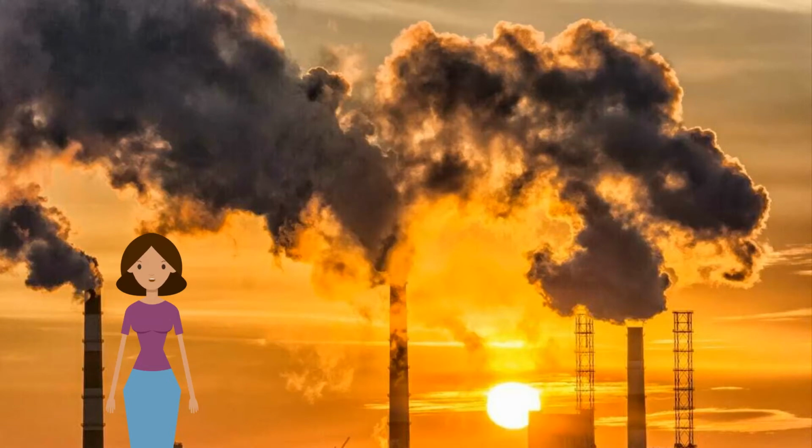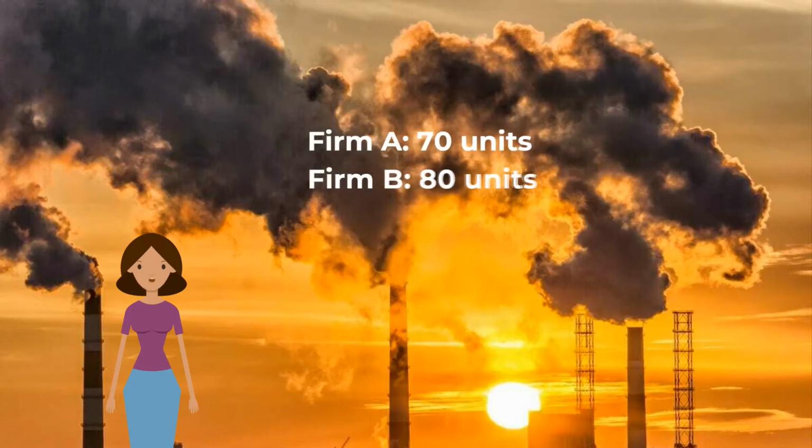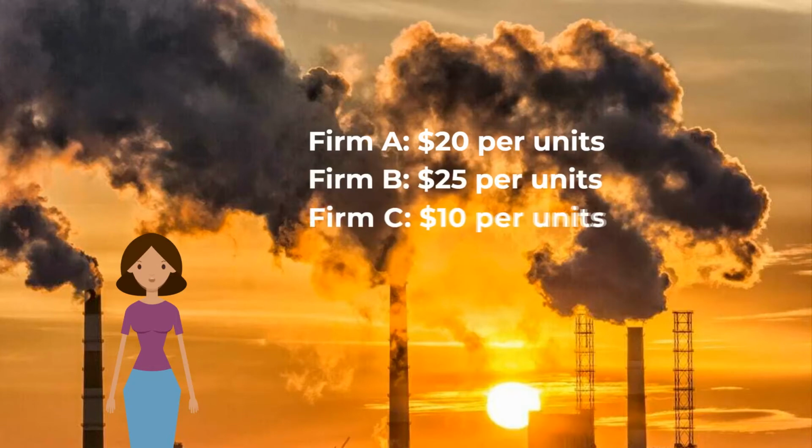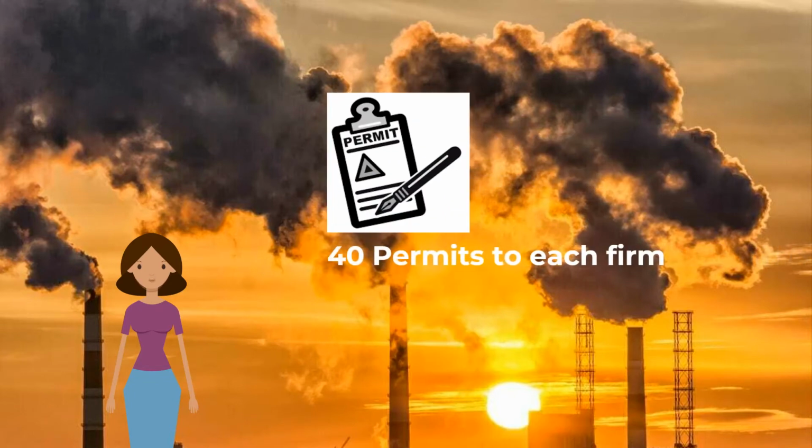There are 3 firms. Firm A produces 70 units of pollution, Firm B produces 80 units, and Firm C produces 50. To reduce pollution, it will cost Firm A $20 per unit, Firm B $25 per unit, and Firm C $10 per unit. The government decides it wants to reduce pollution to 120 units, so gives 40 unit permits to each firm.